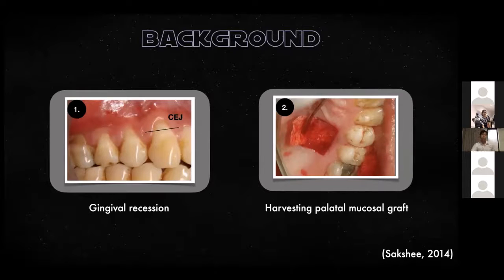The palatal masticatory mucosa is widely used as an autologous connective tissue donor site in periodontal plastic surgery for gingival recession treatment. This is an essential therapeutic tool in mucogingival periodontal surgery from functional and aesthetic perspectives. Harvesting of palatal mucosal graft is shown in picture 2. The most common area for harvesting palatal donor tissue involves the first premolar to first molar area.